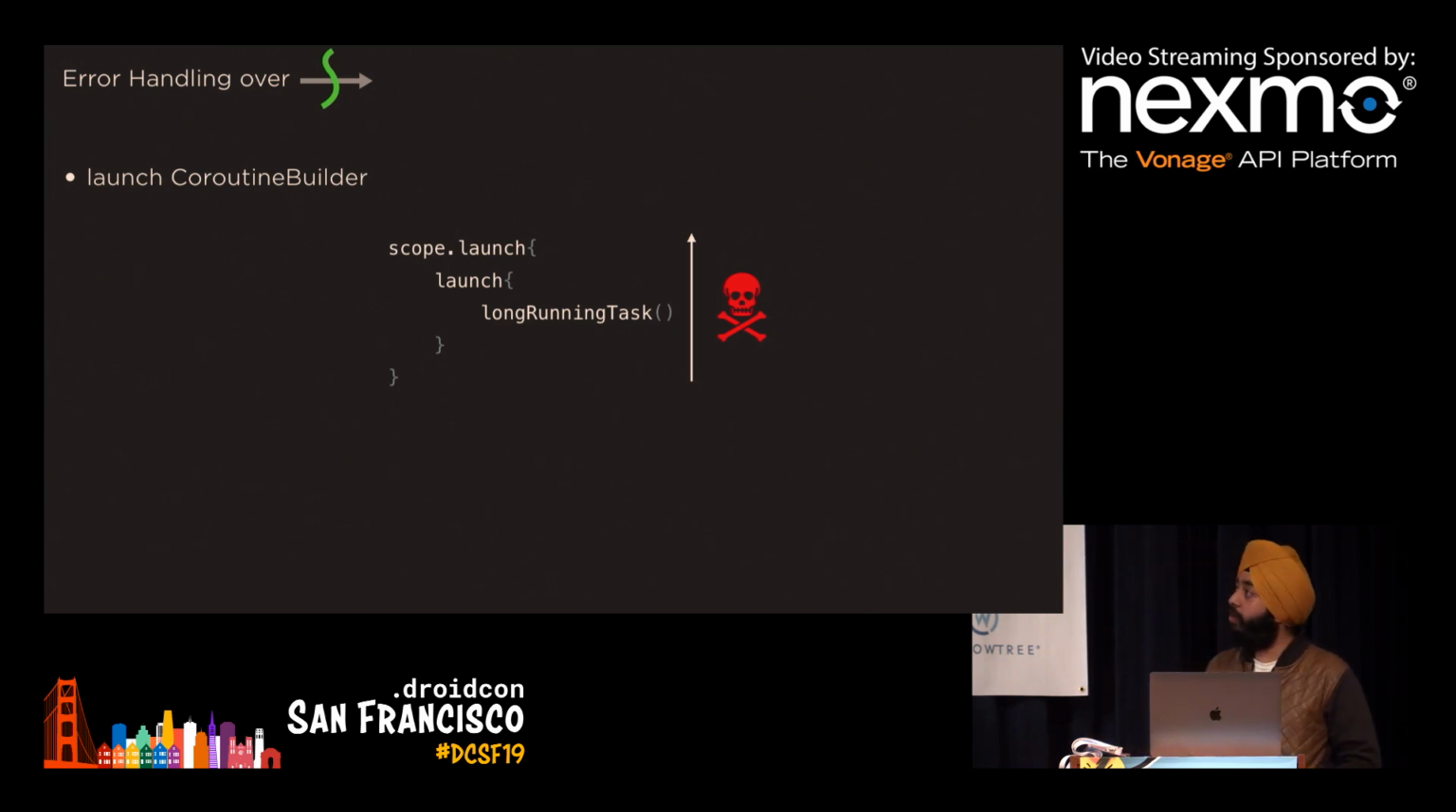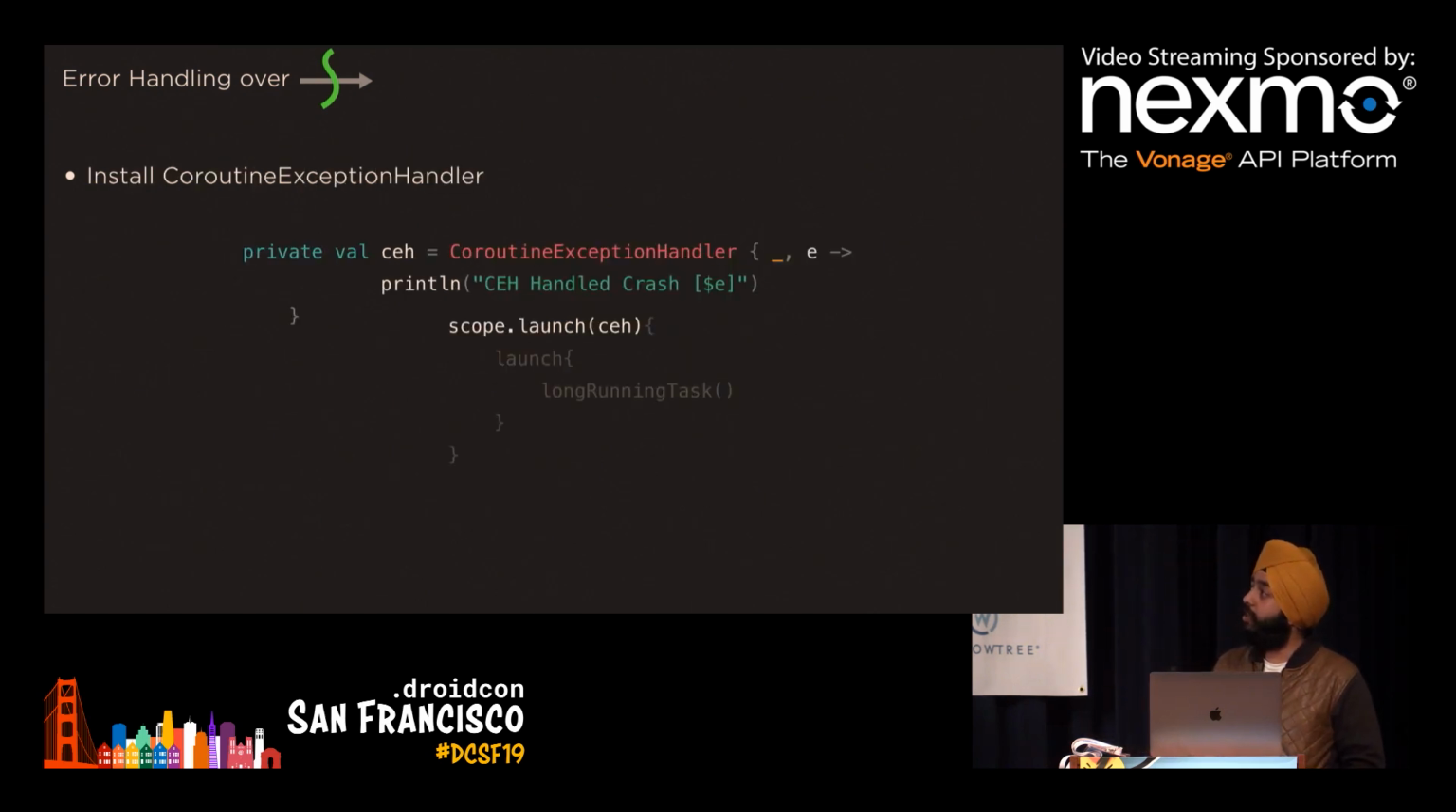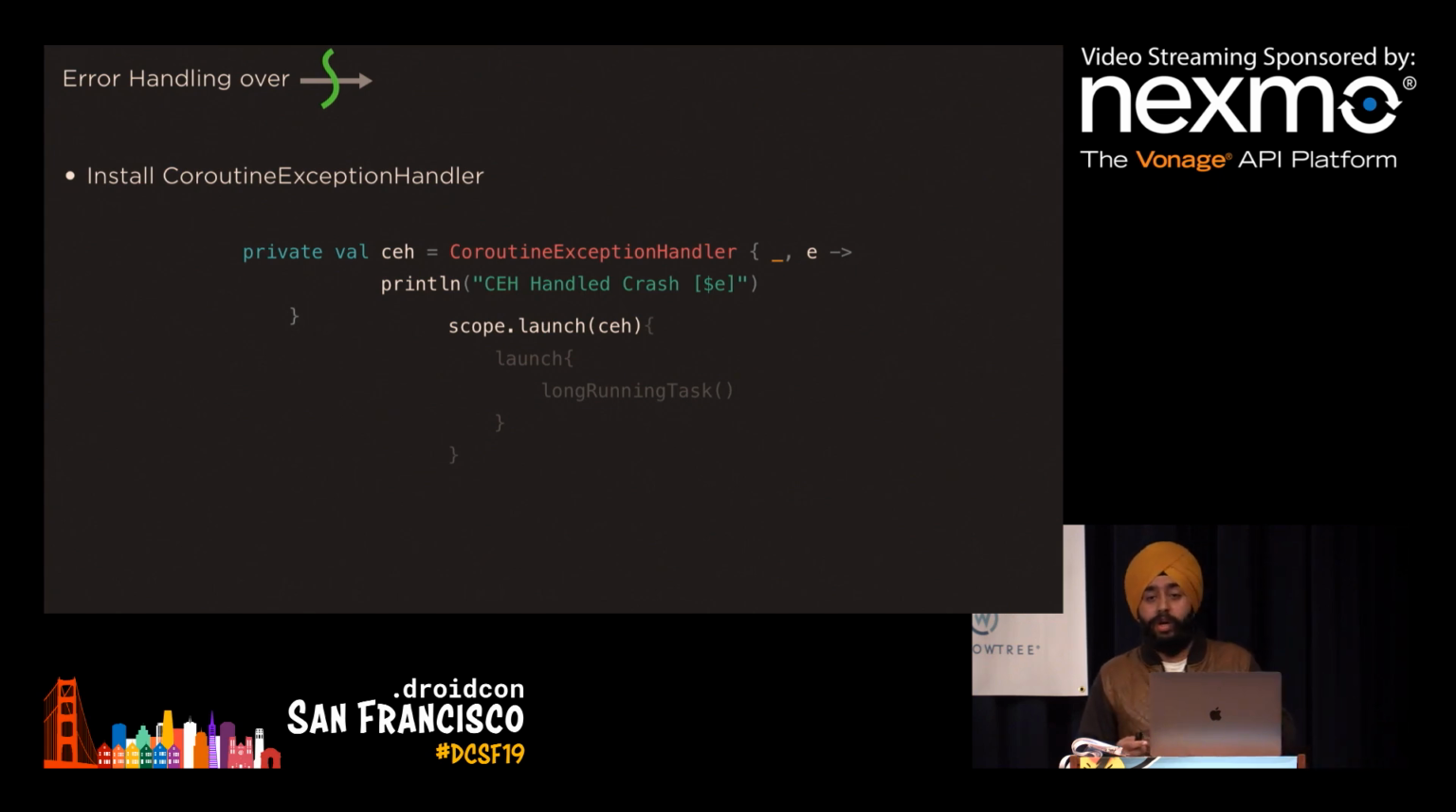Now, what I can do here is use this coroutine exception handler. I'll install this, and as soon as it tries to crash that parent, the errors will be logged. So now you can send this error to your Crashlytics or somewhere else, whichever platform you are using.